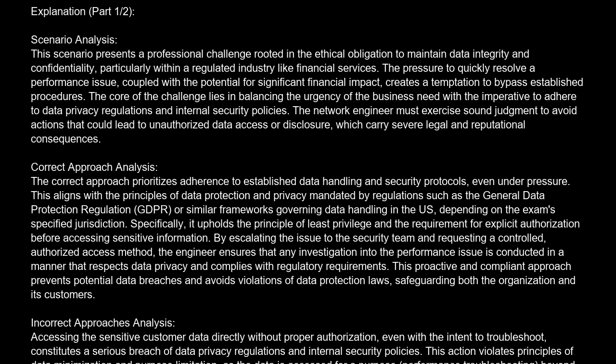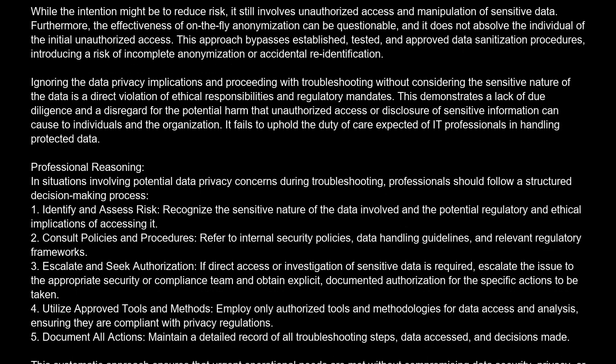Attempting to anonymize or mask the data on the fly during troubleshooting is also problematic. While the intention might be to reduce risk, it still involves unauthorized access and manipulation of sensitive data. Furthermore, the effectiveness of on-the-fly anonymization can be questionable, and it does not absolve the individual of the initial unauthorized access. This approach bypasses established, tested, and approved data sanitization procedures, introducing a risk of incomplete anonymization or accidental re-identification.